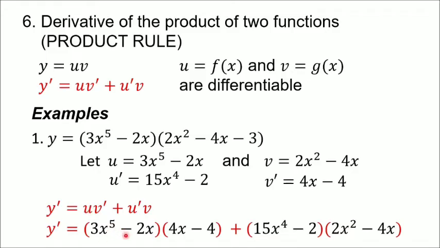U is 3x to the 5 minus 2x. It's there. Times v prime, 4x minus 4. It's there. So, we just pair them like that, cross partner. And then plus, based on the formula, u prime, this one, okay, times the v, which is there. So 2x squared minus 4x. Now, let's simplify this. We multiply this first product, and then we also multiply the second product, and then we add their results for the simplified answer.